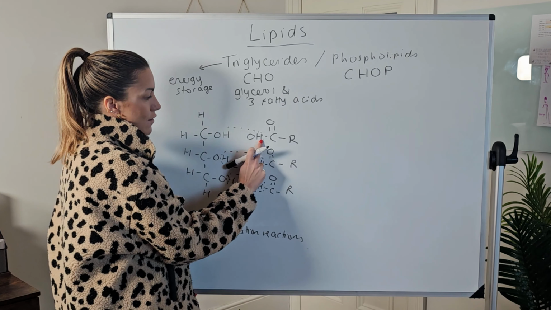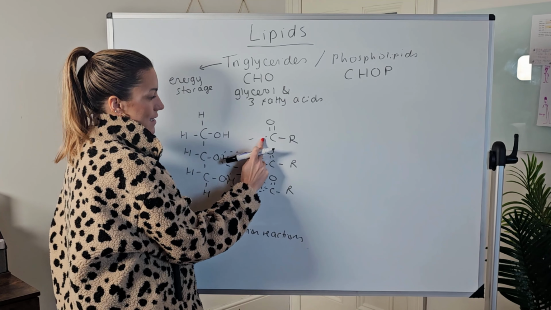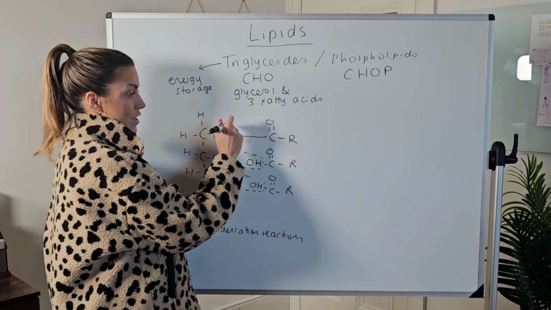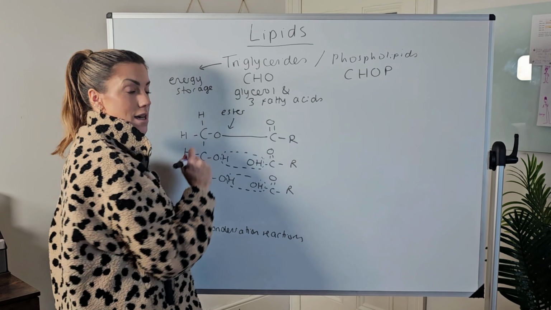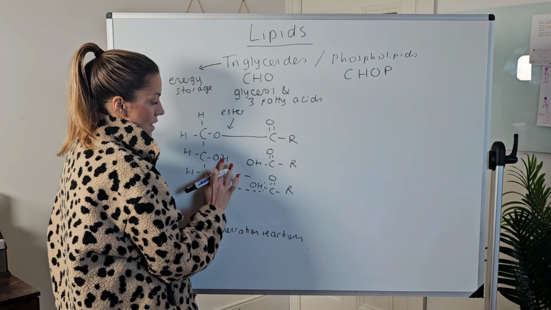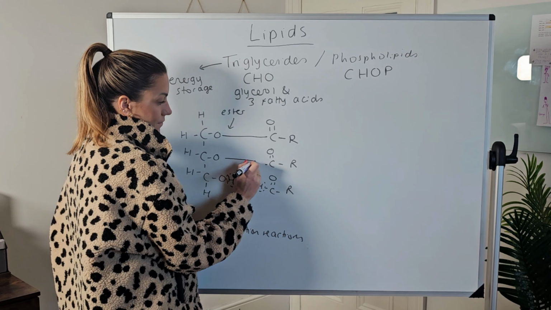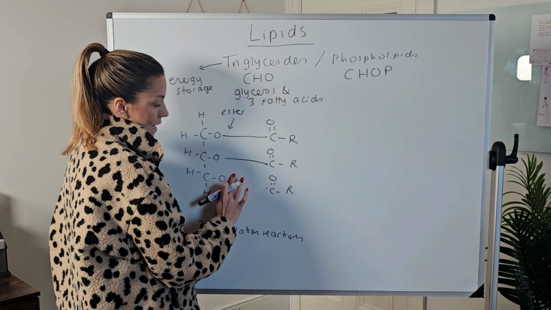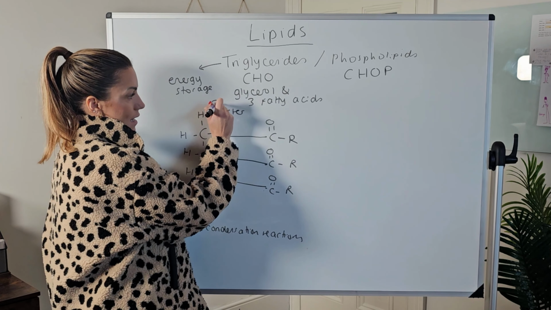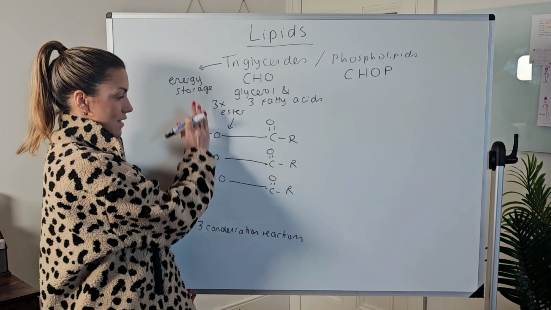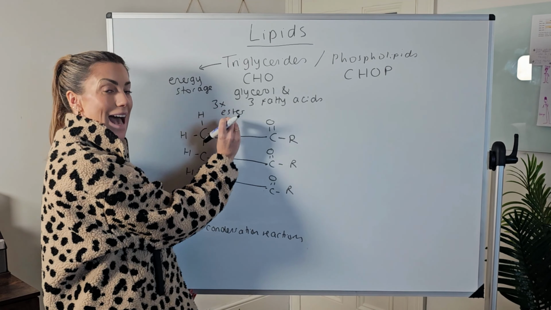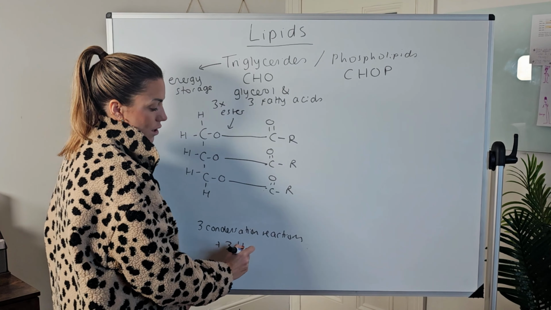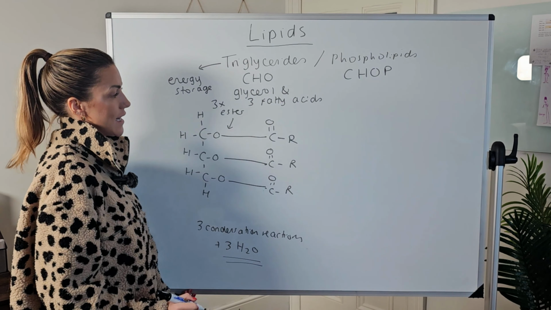If I show the removal of water like this, then I can show the formation of that bond. Now this bond is called an ester bond, okay? I'm going to do that obviously 3 more times to make my triglyceride. So I'm removing 3 molecules of water in total, and I'm producing a triglyceride, which consists of glycerol and 3 fatty acids and 3 ester bonds, okay? 3 condensation reactions. So I've produced 3 molecules of water in those 3 condensation reactions.